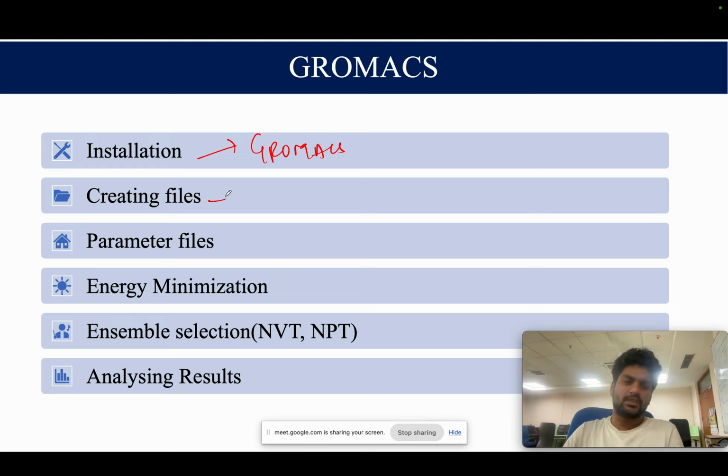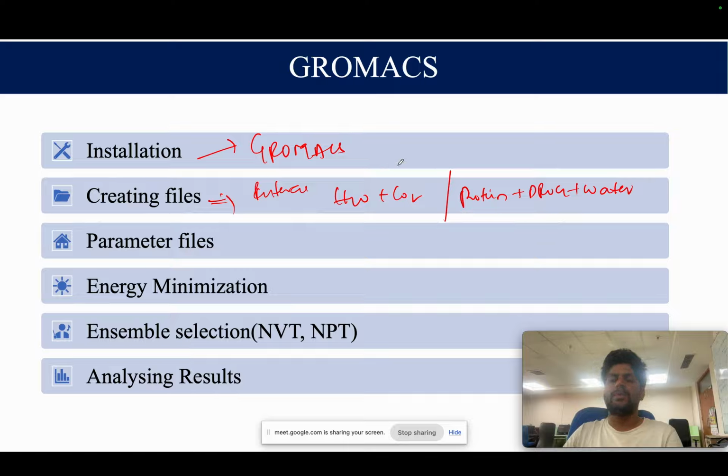After installation, creating files means, suppose you want to see the interaction, for small examples I can take H2O and CO2, or if you take big systems like protein and drug in the presence of water. You need to prepare the system, so you need to draw the structures of these, or you need to load the structures, and you need to put them in the box.